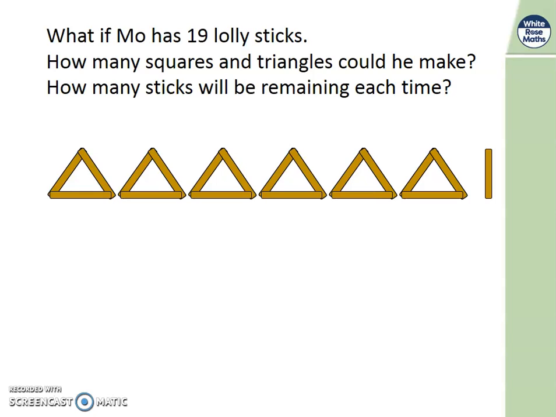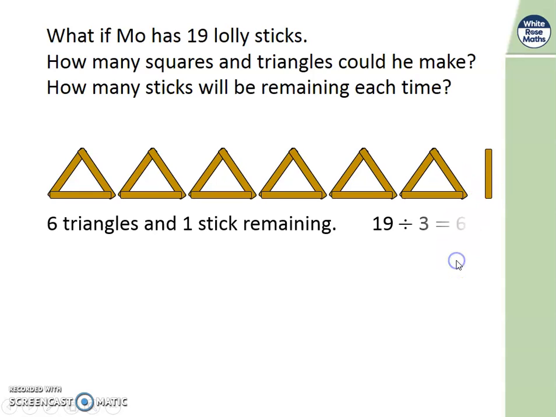You should have found that he can make 1, 2, 3, 4, 5, 6 whole triangles, and he will have 1 lolly stick remaining. We would record that as 19 lolly sticks shared into groups of 3 is equal to 6 whole triangles with a remainder of 1 lolly stick.